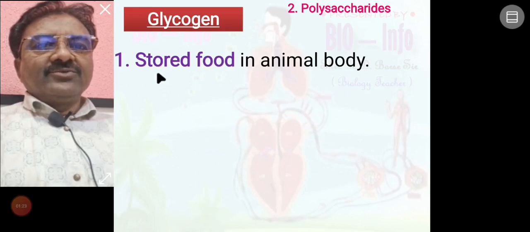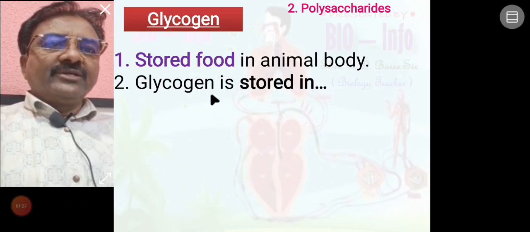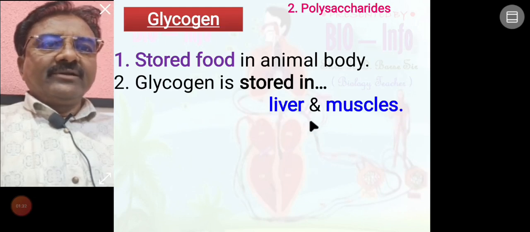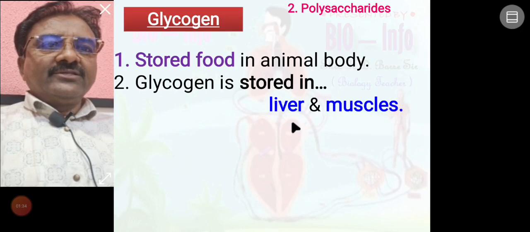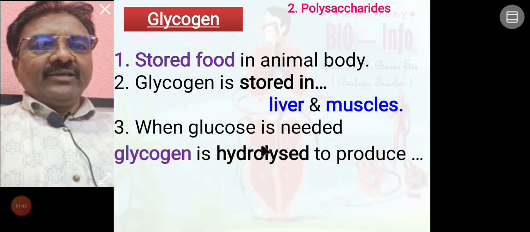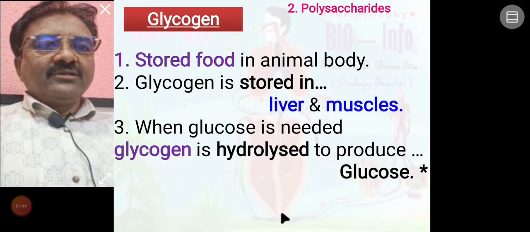Glycogen is the stored food in the animal body. Glycogen is stored in the liver and muscles. Always remember, glycogen is stored in the liver as well as muscles. When glucose is needed in the body, glycogen is hydrolyzed to produce glucose.